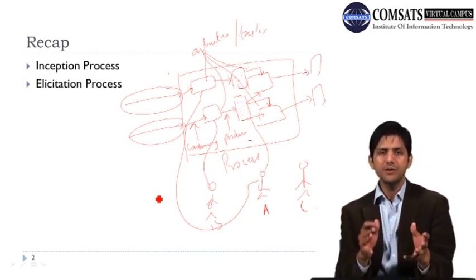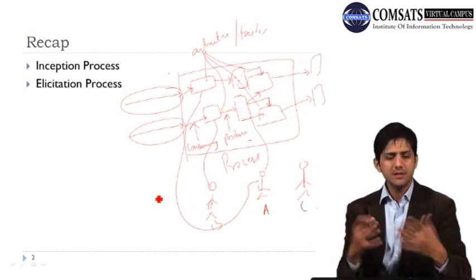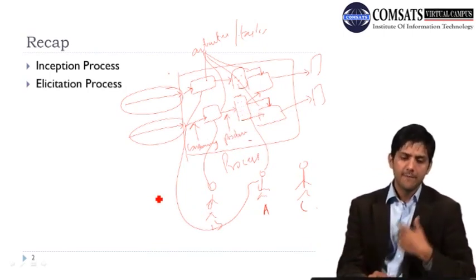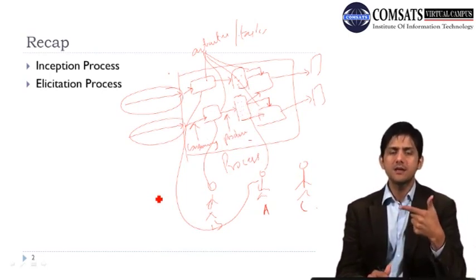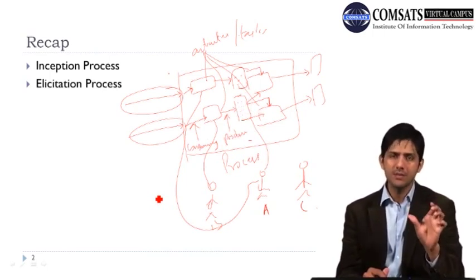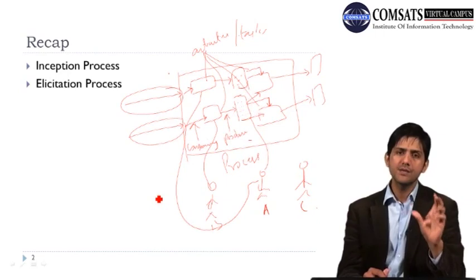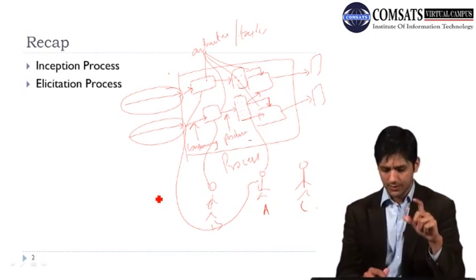So we know the inputs, we know the outputs. Now we have to execute certain tasks in order to achieve them. And this is what the inception process was about. Then we talked about the elicitation process, and if we just summarize, elicitation is a process of gathering stakeholder requirements. And what was our definition of requirement? It's a service or a constraint on the system.